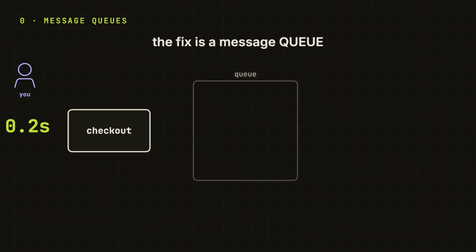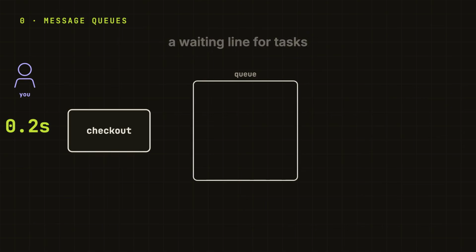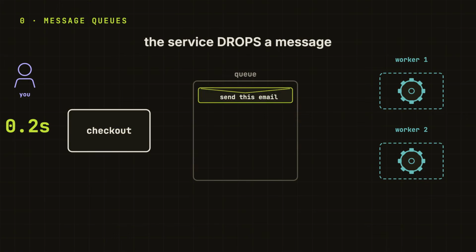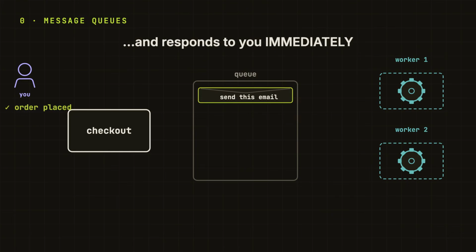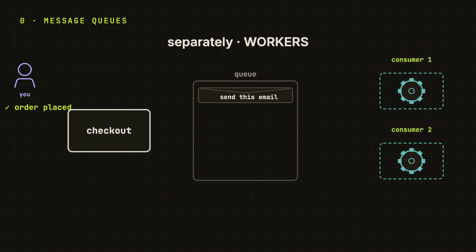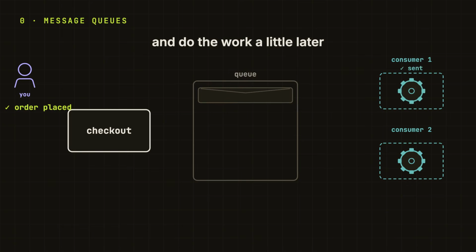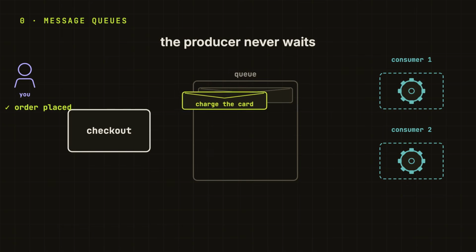And the tool that fixes this is a message queue. A message queue at high level is a waiting line for tasks sitting between your services. Instead of doing the slow work right away, a service drops a little message, "send this email," into a queue, and immediately moves on and responds to the user. And separately, other programs called workers or consumers pull messages off that queue and actually do the work a little later. So the person who produces the work does not wait for it to be done.